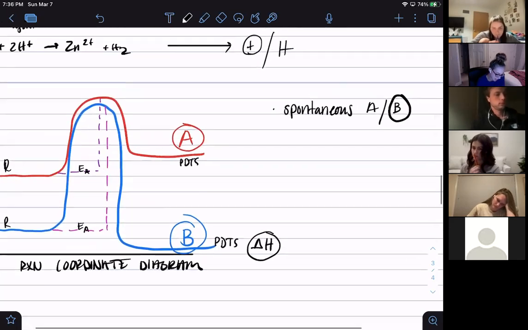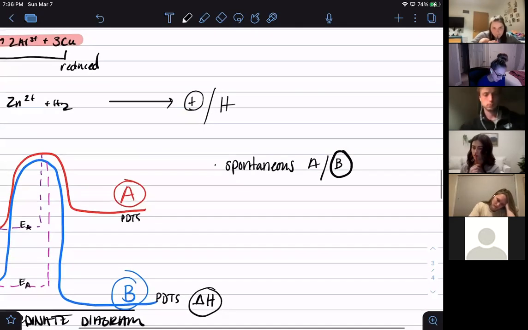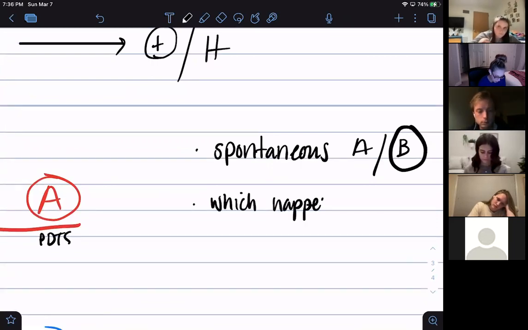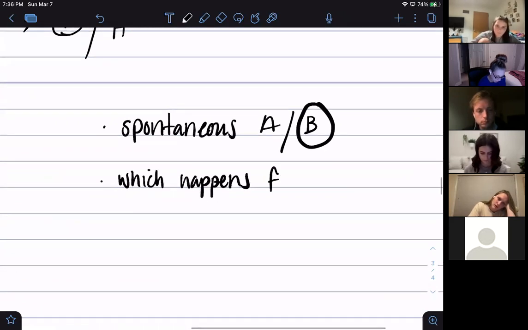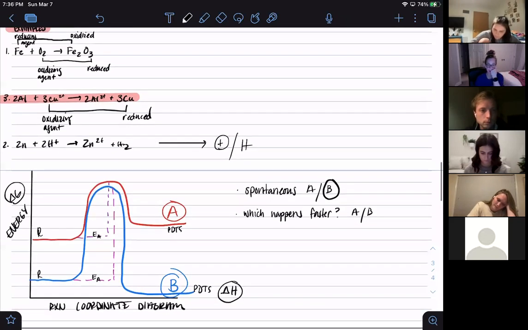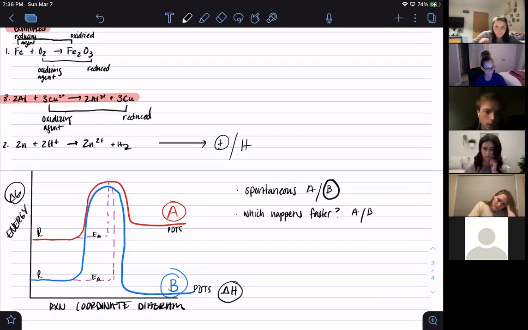All right, the second thing I talked about was which reaction happens faster, A or B? I'd say B again. Why do you think that? Because once it gets started, it keeps going.